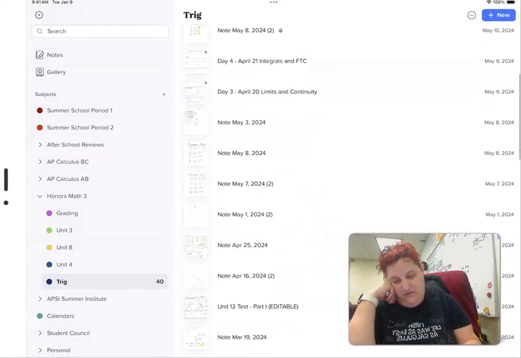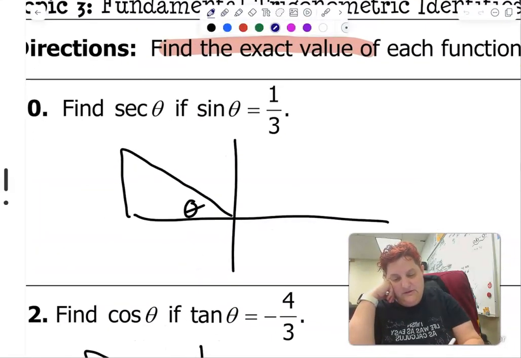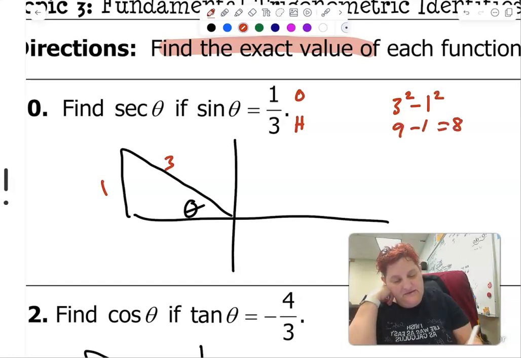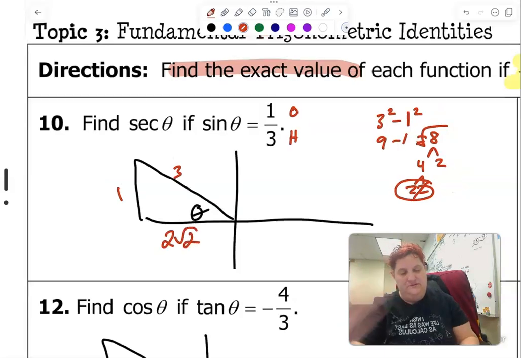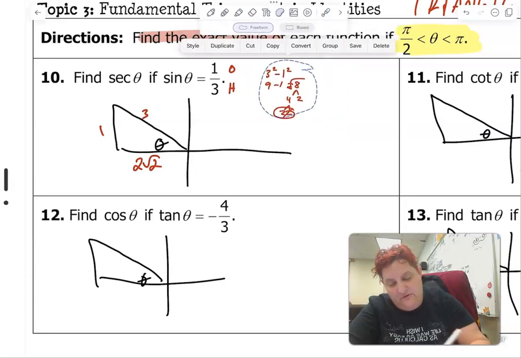Okay, so now we've got this. Sine is opposite over hypotenuse. So that's 1, 3. Now on your calculator, you basically are going to do 3 squared minus 1 squared, which is 8, and then square root it. Now, 8 square rooted is 2 square root 2. So that's what I get on that side. That's just doing a quick little Pythagorean theorem to figure out the sides of the triangle.